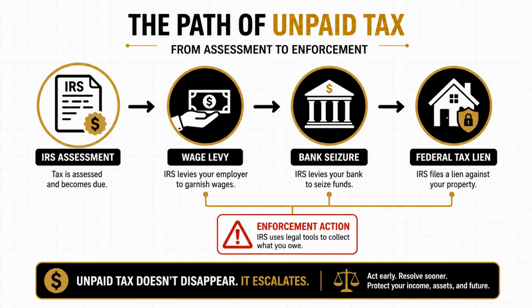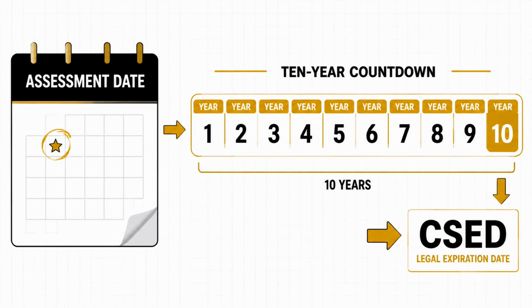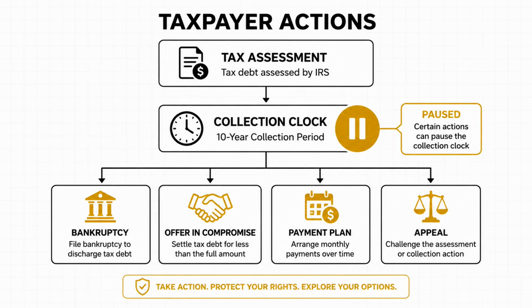It does not mean the IRS waits. It means the IRS has a 10-year window to levy your wages, seize your bank account, and file a lien on your house, starting not when you filed your return, but when the IRS formally recorded the debt. That date is the assessment date. The clock starts there. And here is what almost nobody knows.